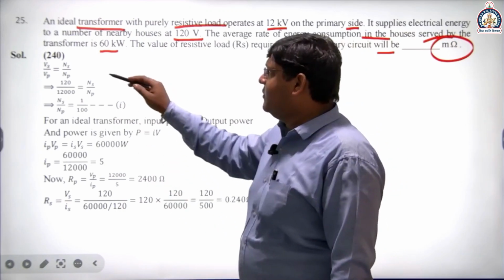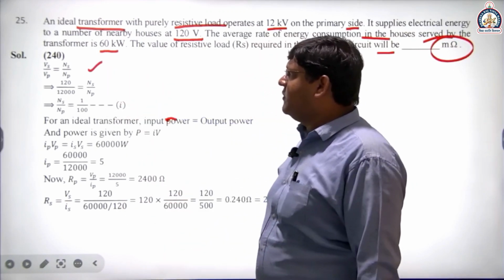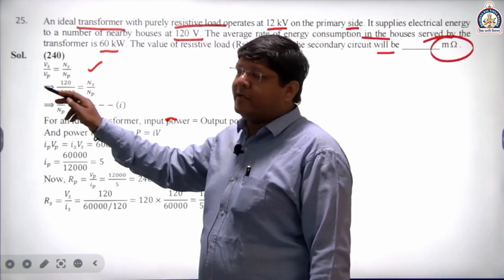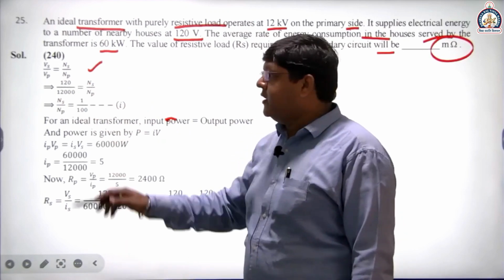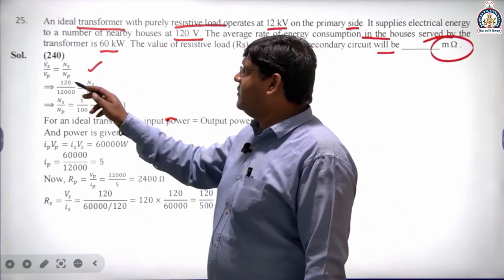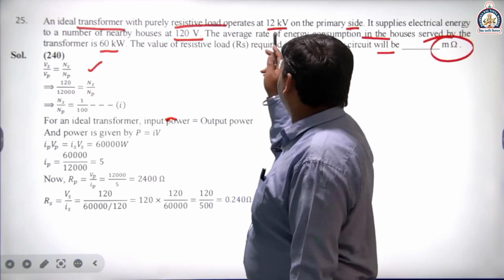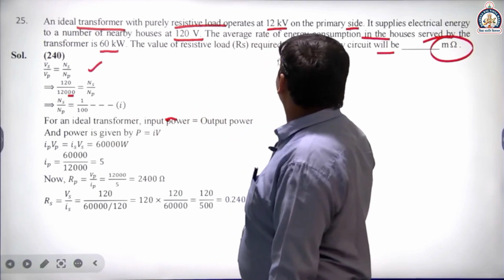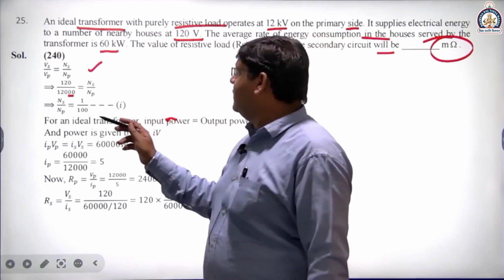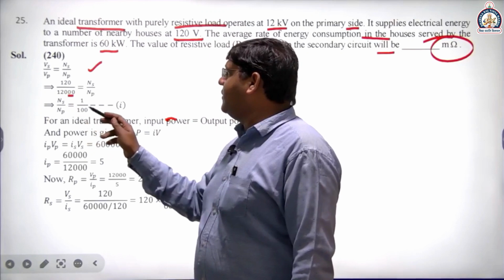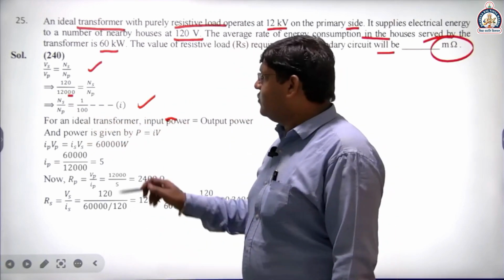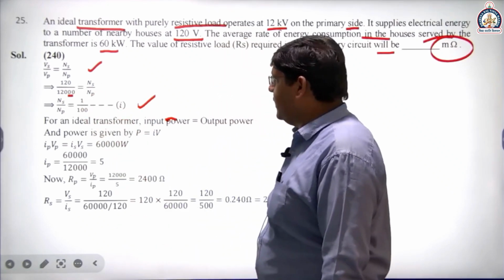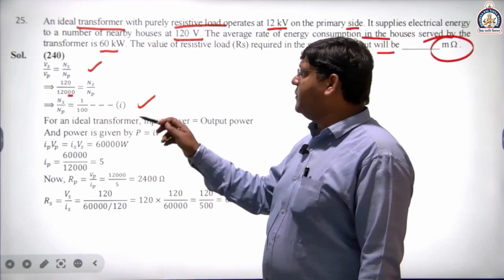The relation for a transformer says Vs upon Vp is equal to Ns upon Np, where Vs is the secondary voltage, Vp is the primary voltage, Ns is the secondary number of turns and Np is the primary number of turns. Secondary voltage is 120, primary is 12 kV. 12 kV means 12,000 volt. So Ns upon Np is equal to 1 upon 100. Ns is not provided, so on solving we get 1 upon 100.